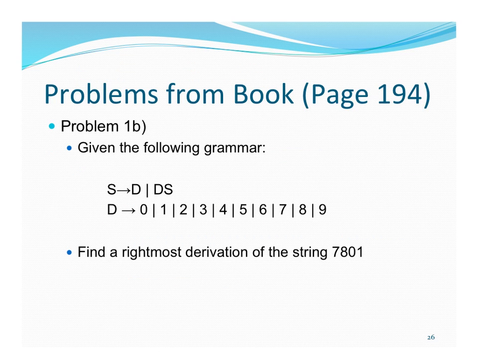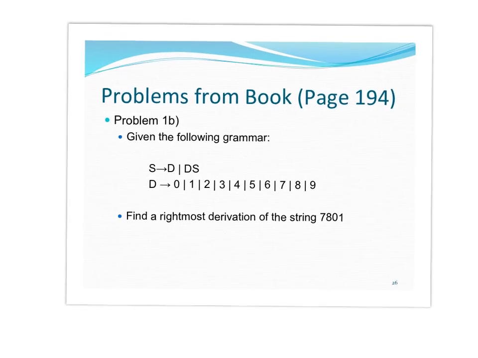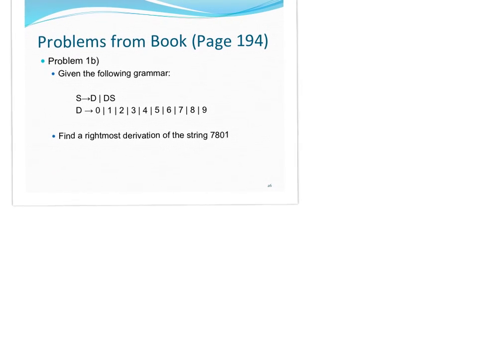Okay, so here's a problem from the textbook. It says, given the following grammar, looks like we have 2 non-terminals here. We have an S and D. And our terminals look like they come from the digits 0 through 9. Find a rightmost derivation of the string 7801. So they're asking us for a rightmost derivation. Let's shrink this a little bit so we have some room.